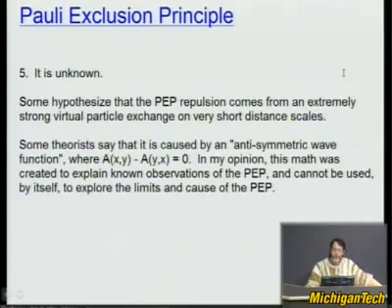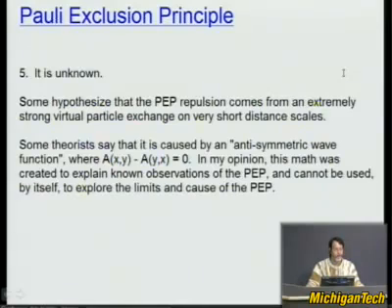And we make clear predictions as to strengths of buildings and future positions of particles and uncertainties in particles. But something like the uncertainty principle seems to me, and I can only bring you up to my own level of misunderstanding, isn't known. Some hypothesize that the Pauli exclusion principle comes from extremely strong virtual particle exchange on very strong, very short distance scales.